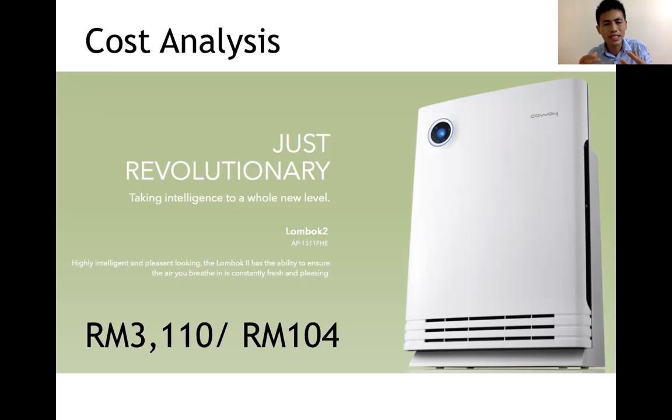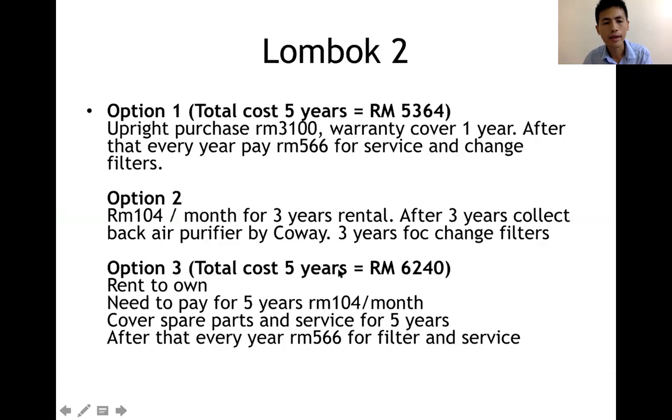But of the very sellable models, number one is called Lombok 2. If you buy outright, it's 3,110. If you rent the unit, it's about 104 ringgit per month. So you have 3 options to own the unit. If you outright purchase, you pay 3,001, with warranty cover for 1 year. After that 1 year, you have to pay near 600 ringgit for service and to change filters. So if you add up the cost for 5 years, it will cost about 5,003. So this is option number 2.